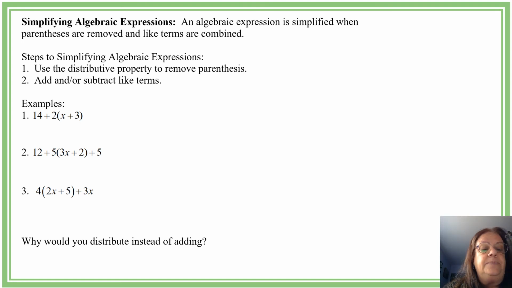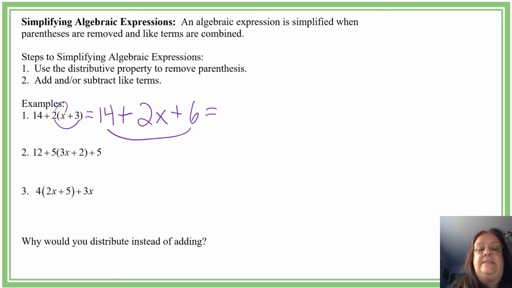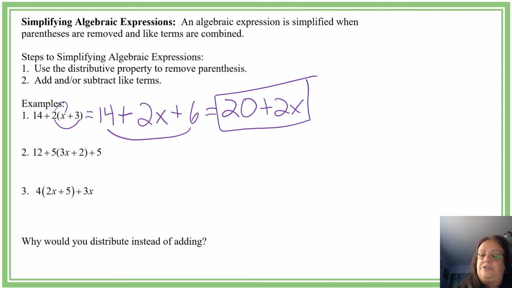All right, so I'm going to end up with 14 plus, now I have 2x plus 6. Now I combine the 6 and the 14, I get 20 plus 2x. That would be my simplified expression.